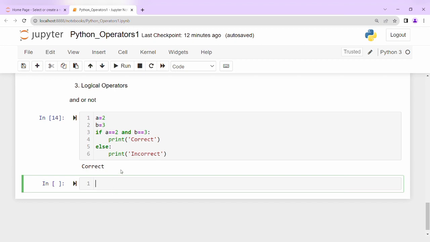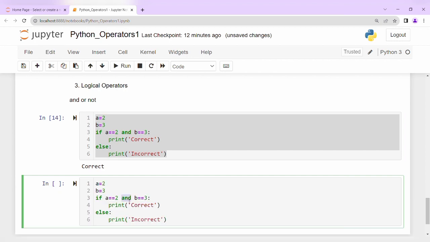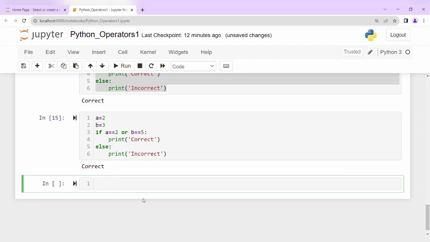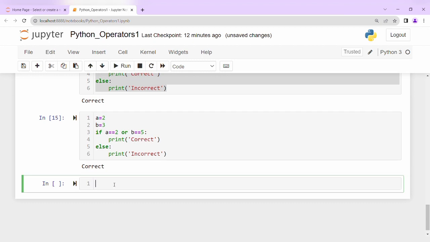Check it for or condition. Same thing we can repeat. Instead of and, we can write here or. We are taking b is equal to 5 and just check it. Here or means any one condition is satisfied. So if a is equal to 2, this condition is satisfied, but here b is equal to 5, so this is incorrect. So if one of the conditions is satisfied, then also we can write this statement is correct.